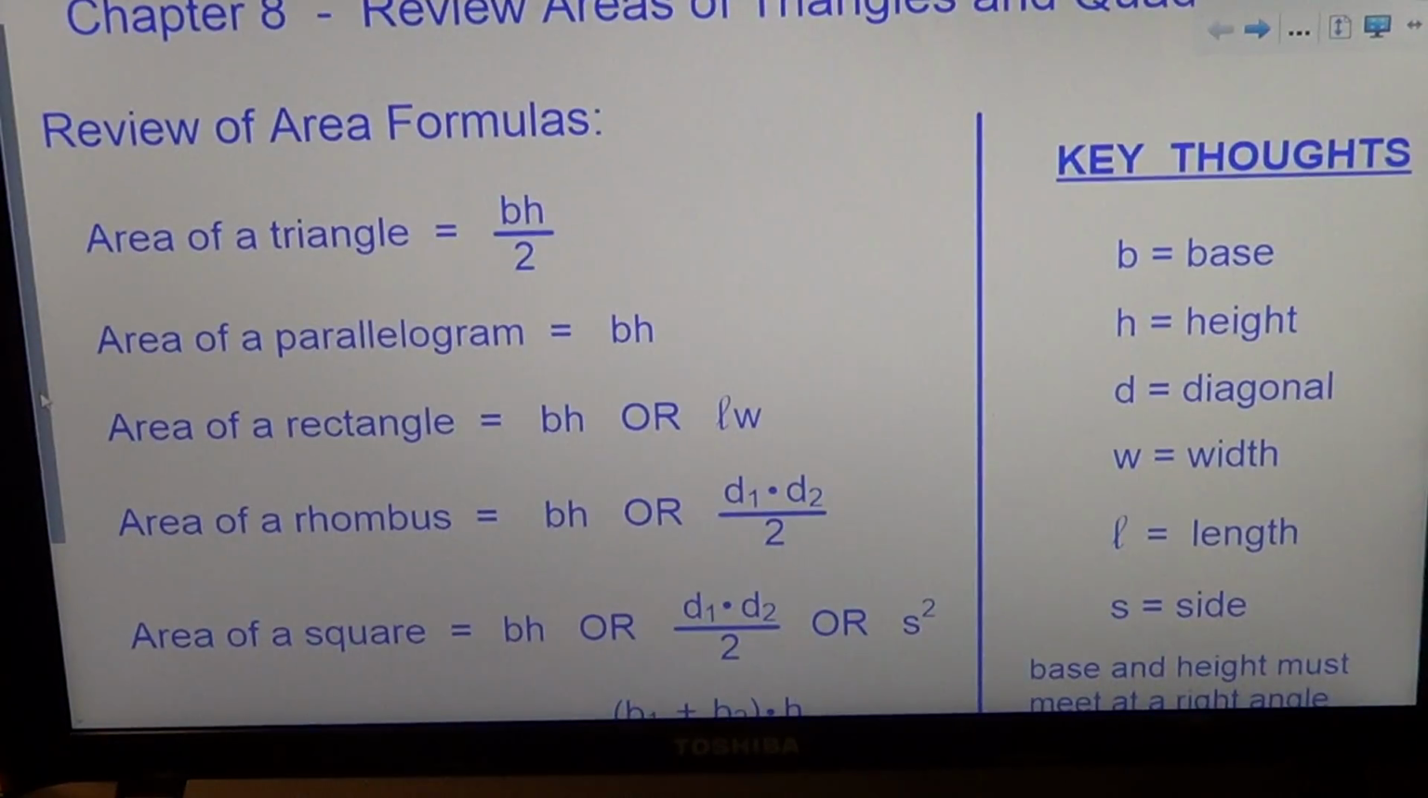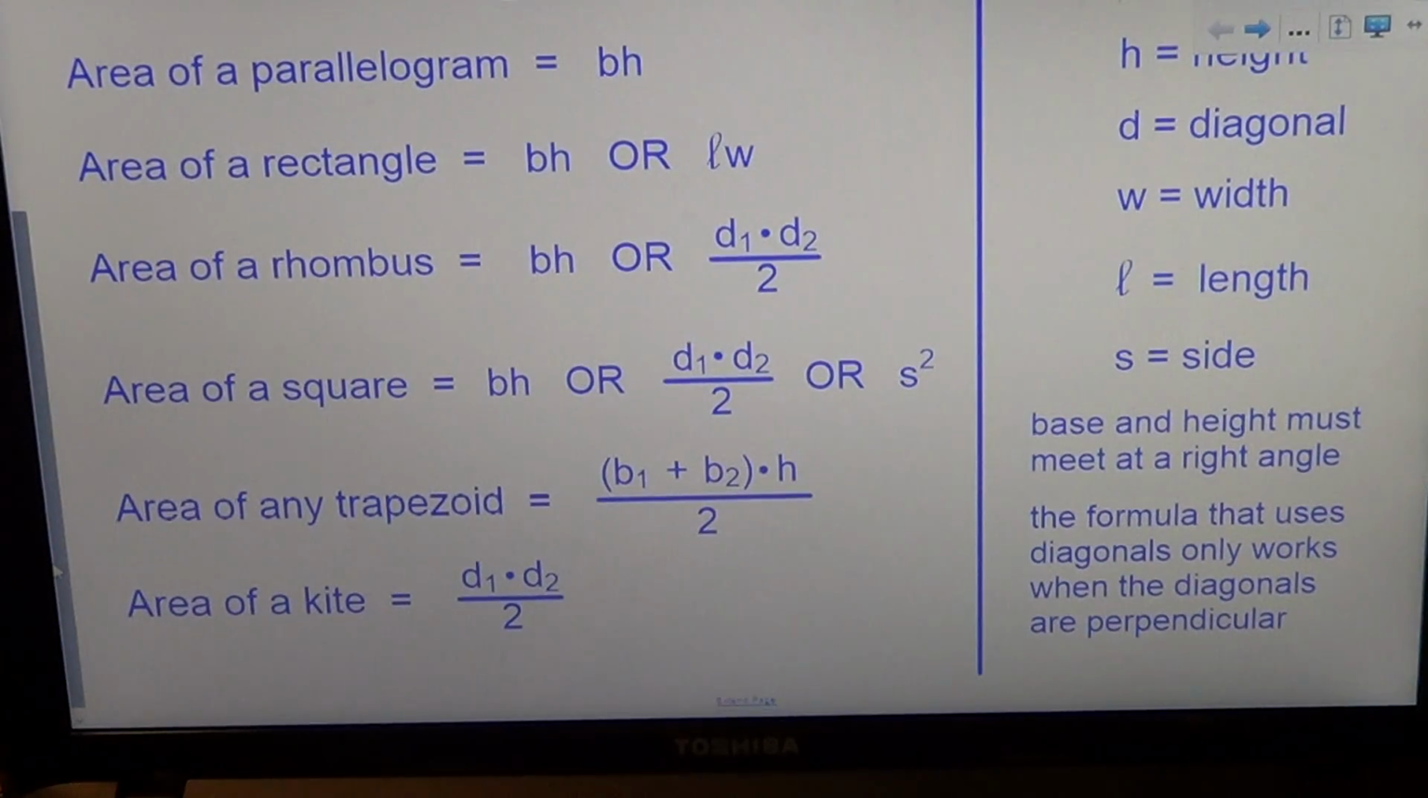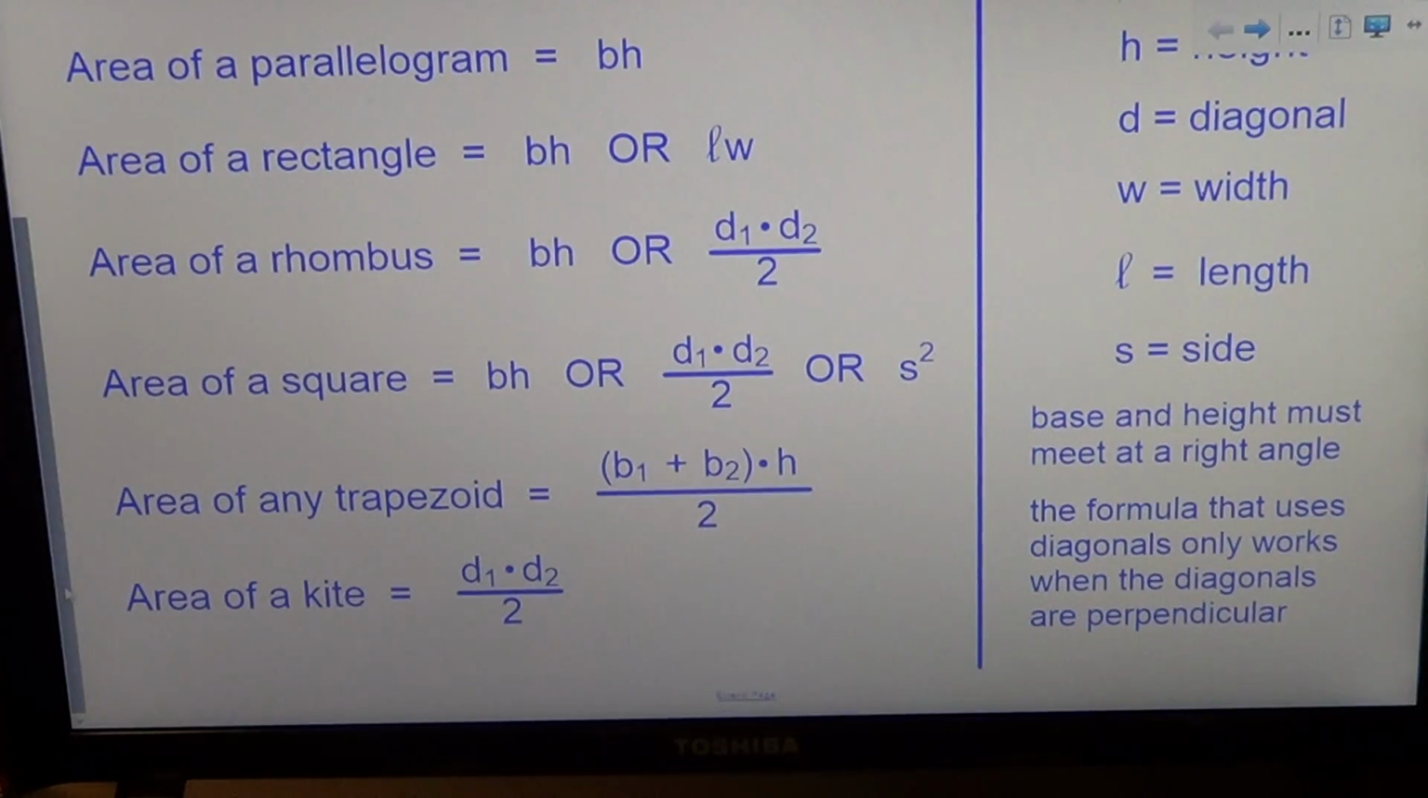S for side. Base and height must meet at a right angle. Anytime you're talking about base and height, if you're not dealing with two things that meet at a right angle, you have not found the base and the height. A formula that uses diagonals only works when the diagonals are perpendicular. So just make sure you're aware of all that. This is all review. You should already have most of this down in your other section. If you don't for some reason, get it in the other section of your sheet.